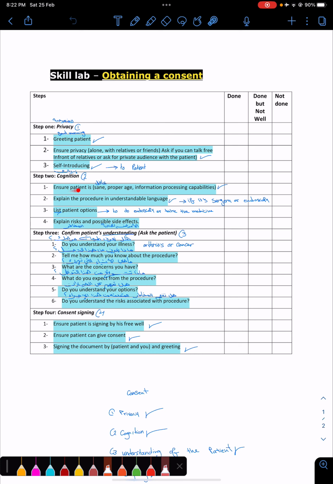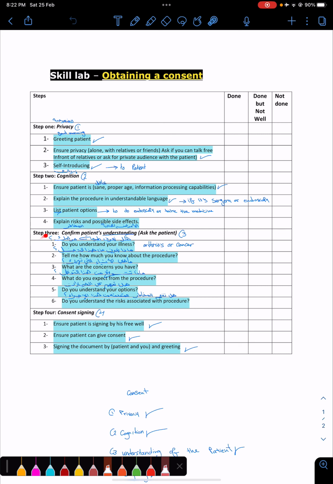Then the cognition: ensure the patient is sane with appropriate information processing capabilities, explain the procedure in understandable language, list the patient's options, explain risks and possible side effects. So cognition means giving the patient the information that he needs about the procedure: informing him about it, explaining it in a very simple way, the options, the risks and possible side effects. This is all in the cognition step.